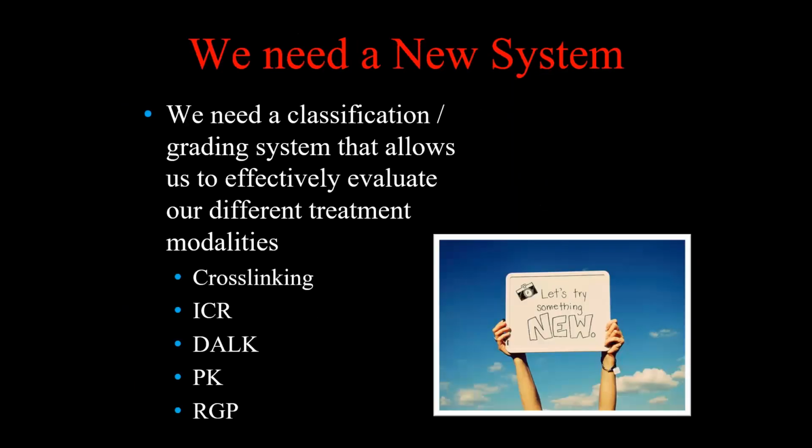The reason for that is we now have a number of modalities that weren't available in the 1940s, and the biggest one on this list really is cross-linking. We don't want to wait until someone has major anterior changes and decreased vision before we say, okay, we can now stabilize your disease. That's waiting until they've lost vision. We want something that can identify patients as early as possible. And again, Amsler-Krumeich completely ignores early disease and completely ignores the posterior surface.